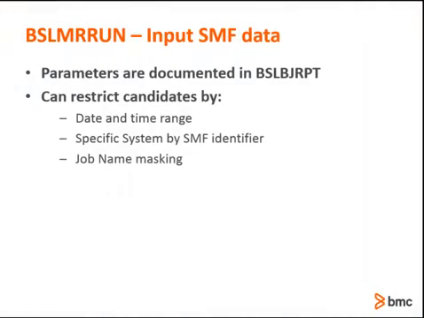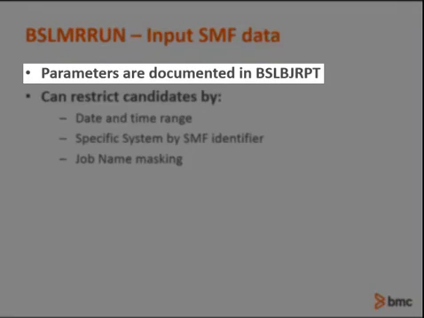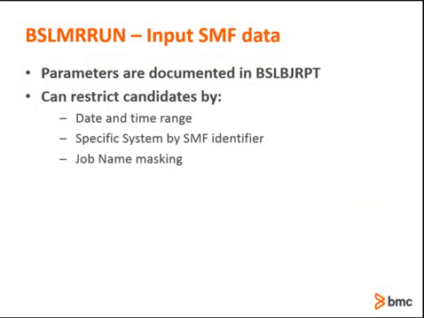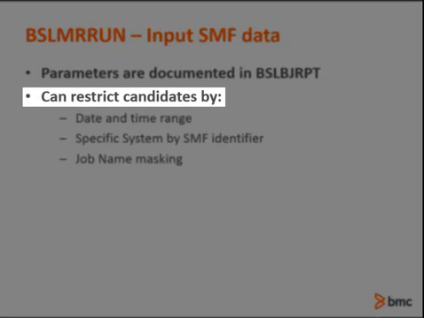The candidate utility process begins with BZLM-RR-Run. This is phase 1 of the process. Its parameters are documented in the sample JCL member BZL-BJRPT. The jobs that are contained within the SMF file are eligible for candidate selection. Since the SMF data can represent a broad range of jobs, it's normal to want to limit the candidate selection to a specific set of production jobs.